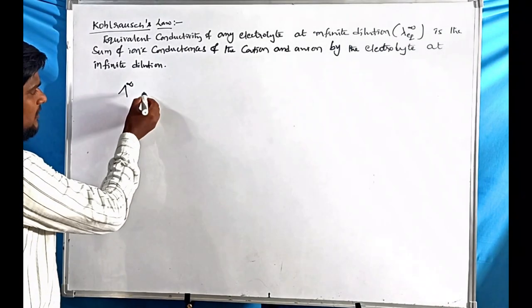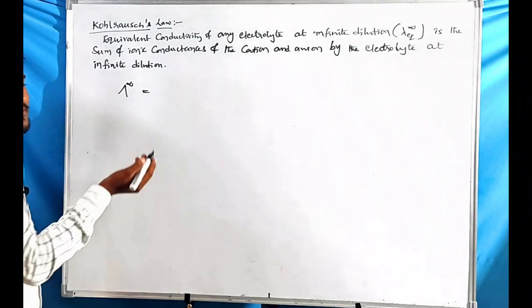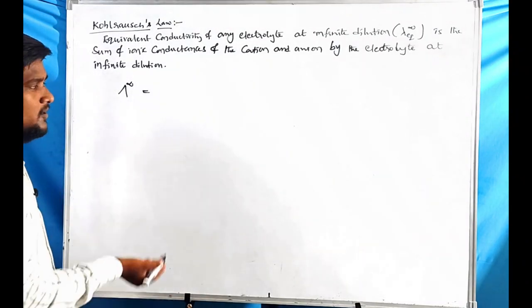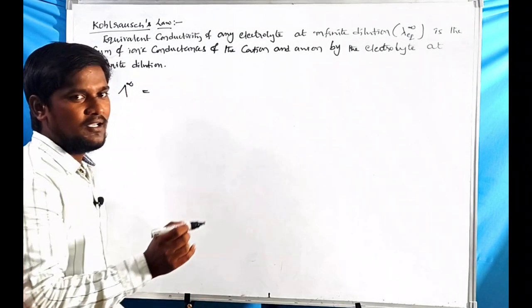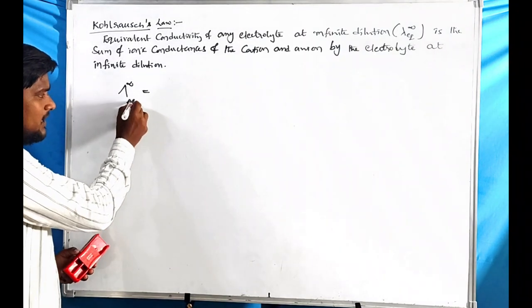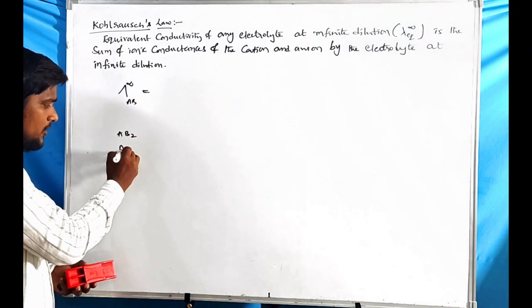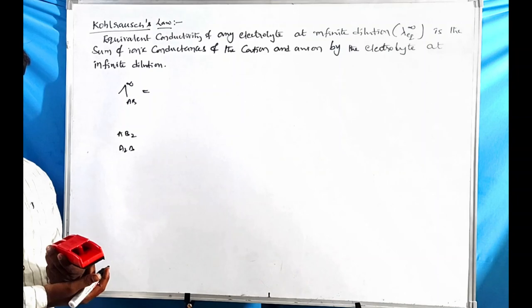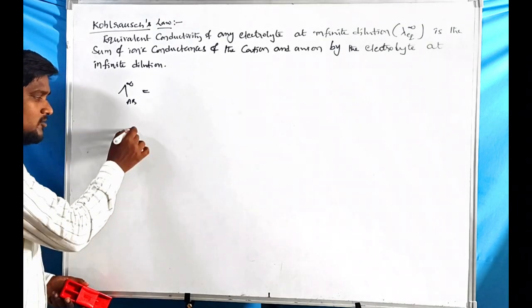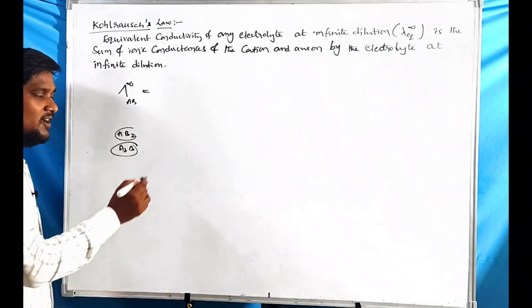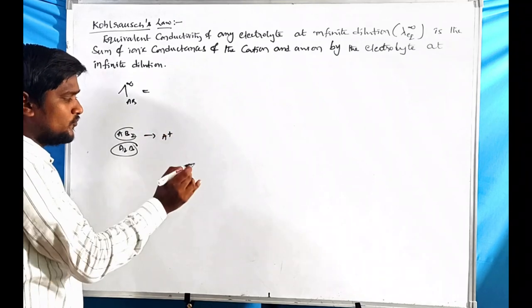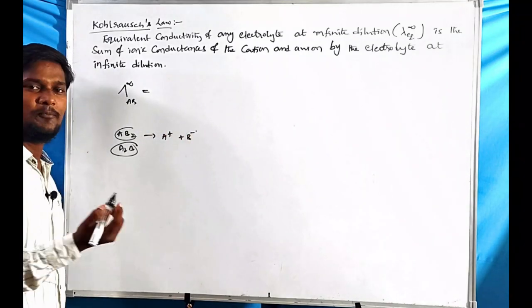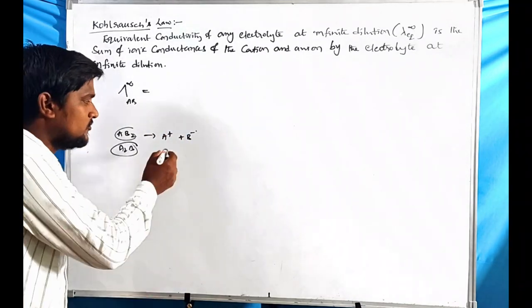Now here it is any electrolyte. It is made up of one cation and one anion, so a solution is either AB or AB2 or A2B. Those types of electrolytes are present. In this case, the electrolyte definitely produces one cation and one anion. So these are the ions.